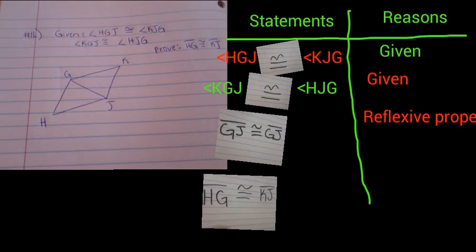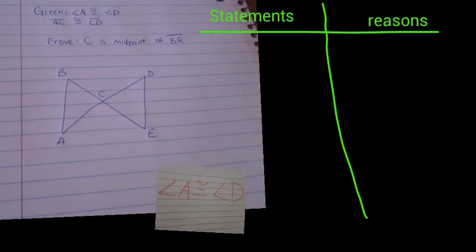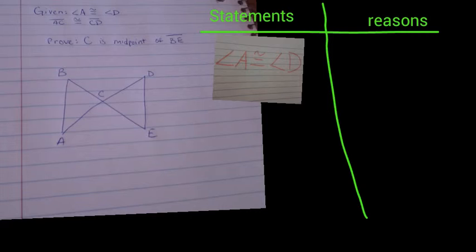So in our last proof, we are given angle A is congruent to angle D, and AC is congruent to line CD. For our first statement, we're going to say that angle A is congruent to D. Reason being, it's given because it was given information right here. Then we have AC is congruent to CD, which is also given because it's given information.